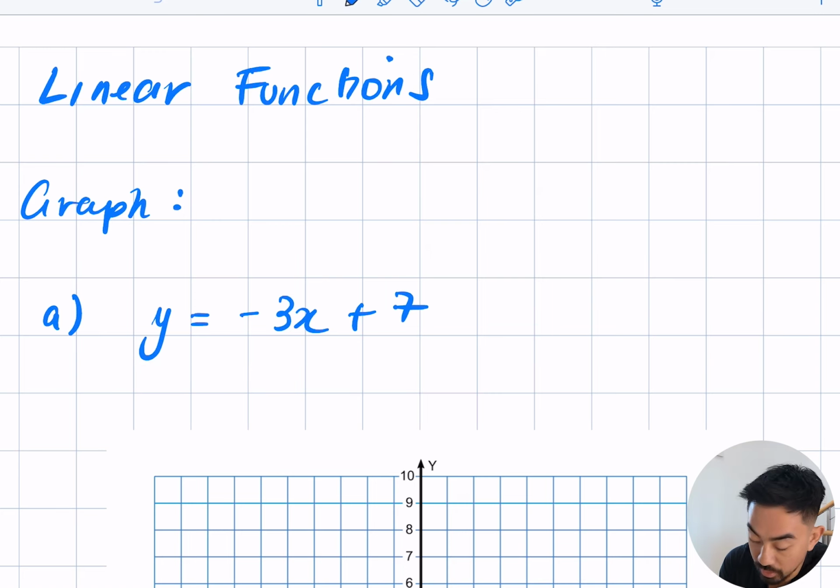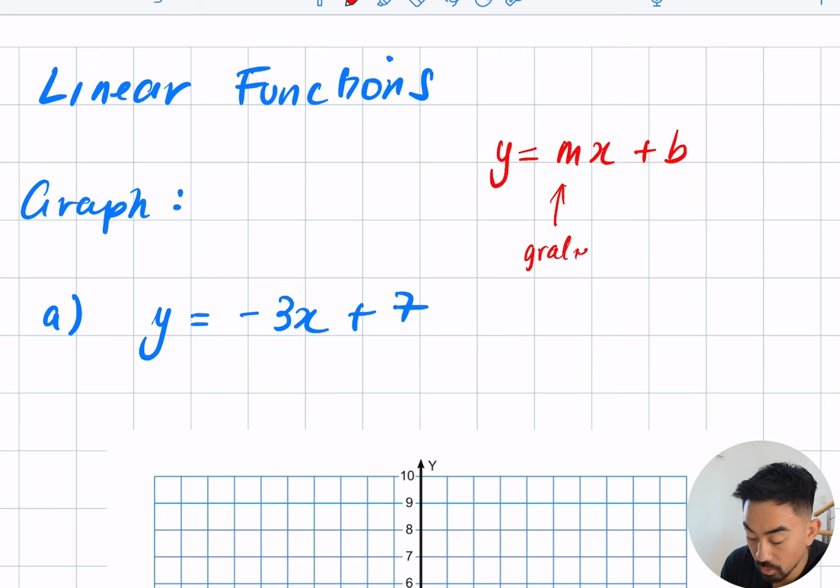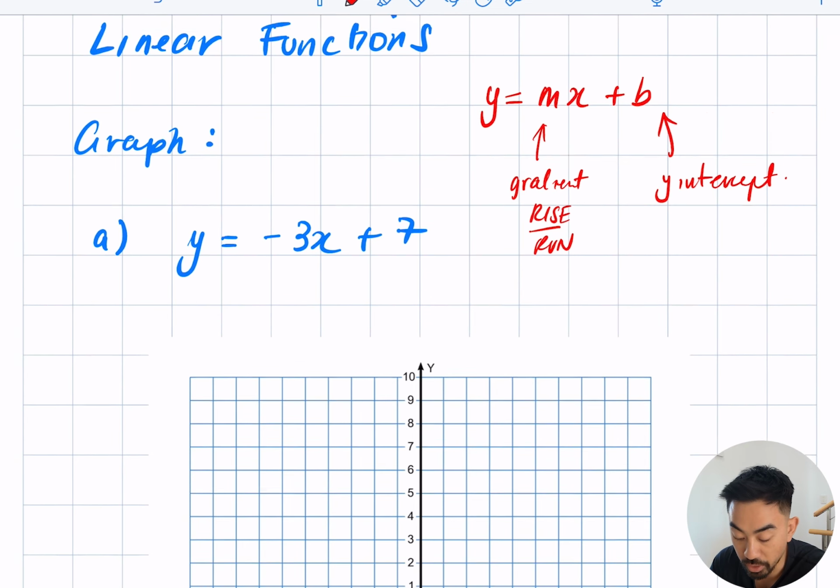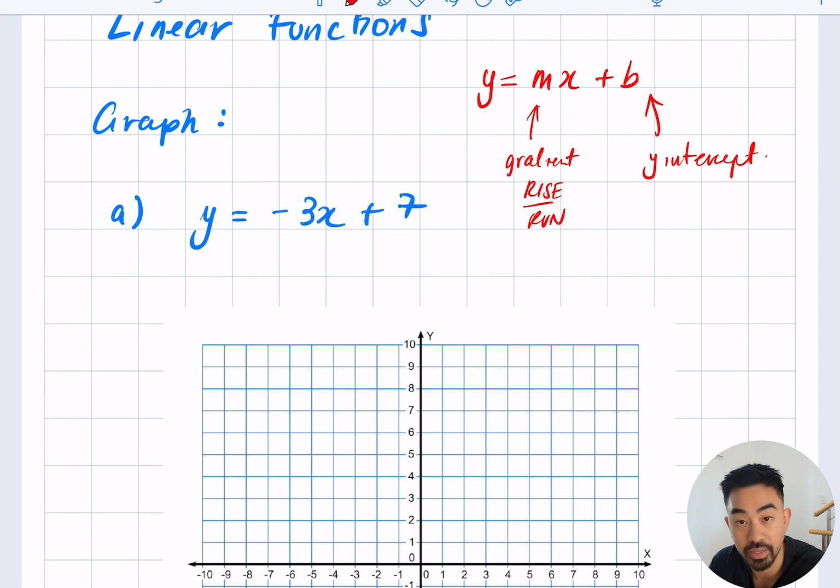Now remember, linear equations or straight lines are in this form, y equals mx plus b, where m is the gradient, also known as rise over run to work it out, and b is the y-intercept. So basically where it crosses the y-axis. Okay, so we're going to approach these questions by first looking at the y-intercept. So in this case, it's 7 or positive 7. So I'm going to put an x at 7 there.